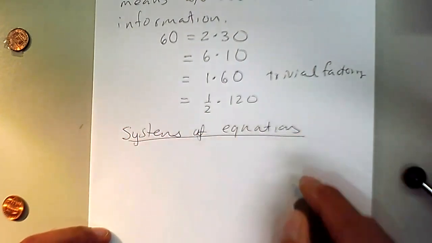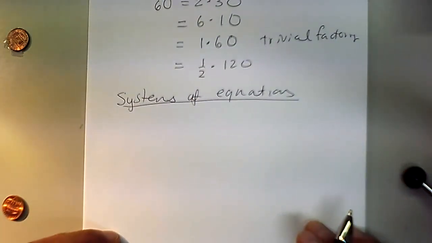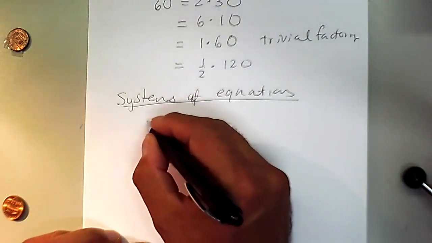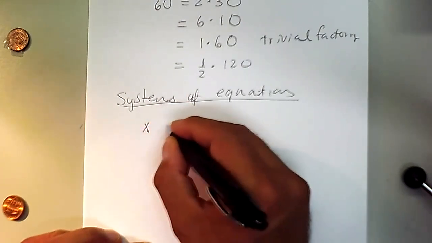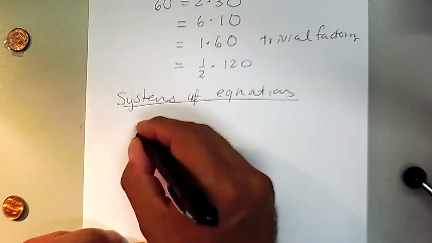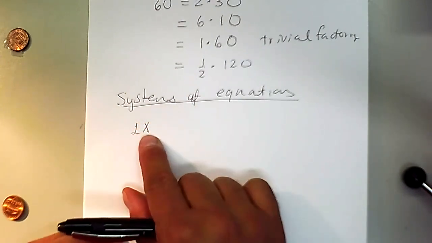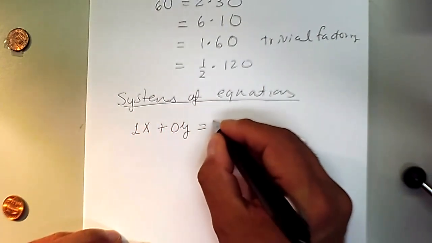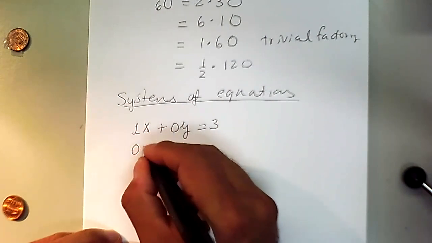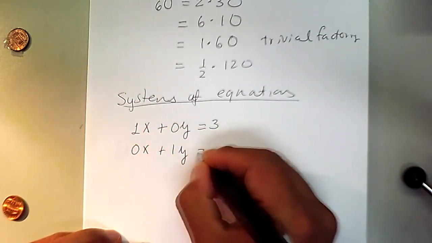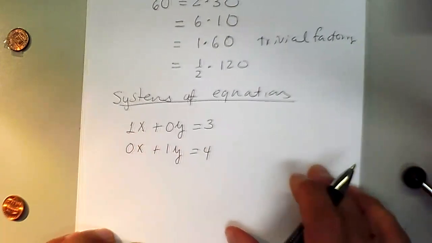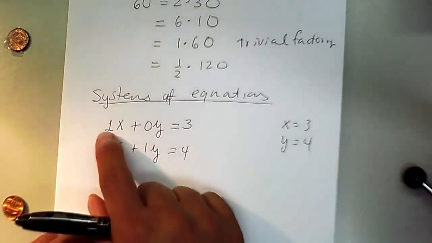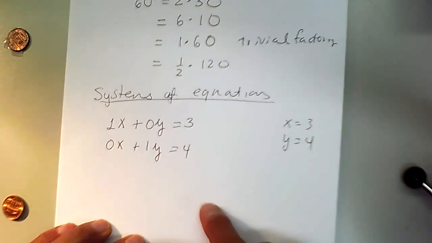And let's start with an easy one. So let's say we have x plus, so 1x, we don't write down the 1, but I'm exaggerating for the moment, plus 0y, so no y, equals 3, and 0x plus 1y equals 4. By the way, we don't write the equations like that. We just say x equals 3, y equals 4. So I'm emphasizing the fact that we have this kind of situation.